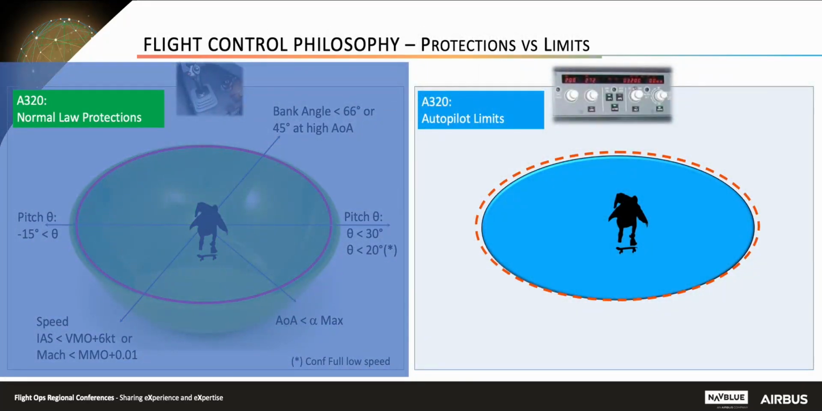For the autopilot, we will talk about limits. In a dynamic environment, if the system goes beyond these limits, the autopilot disconnects as per aircraft design.